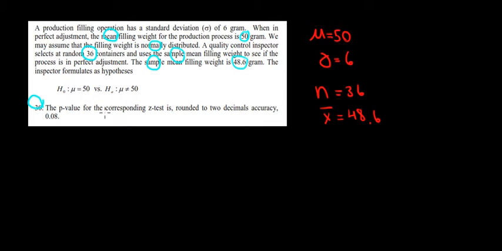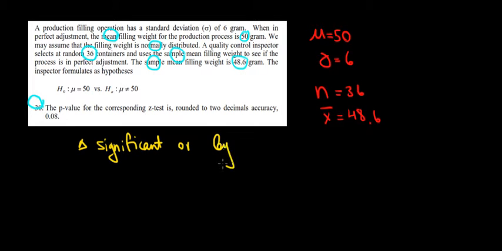Now before we calculate the test, let's just understand the intuition of the question. We know that we should have 50 grams in perfect adjustment. And to check that, we're taking a random sample to see if that's true or not. And what we notice is that we have it slightly less than 50, so it's different than 50. But the question is, okay, is this difference significant, or is it just by chance?